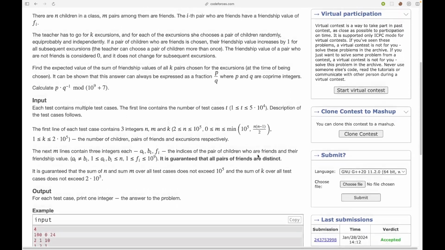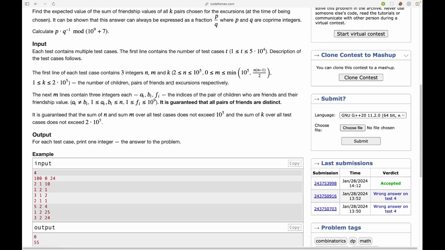And if we see the constraints, n and m go up to 10 to the power 5, and k is also up to 10 to the power 5. So we have to solve it in big O of k or big O of k log k complexity.